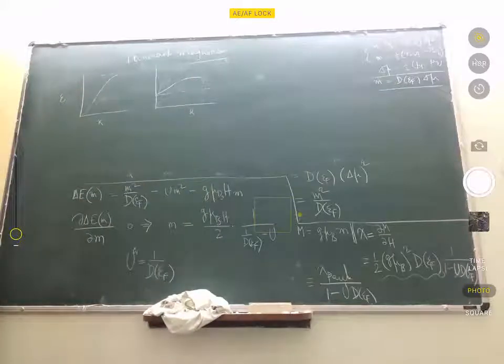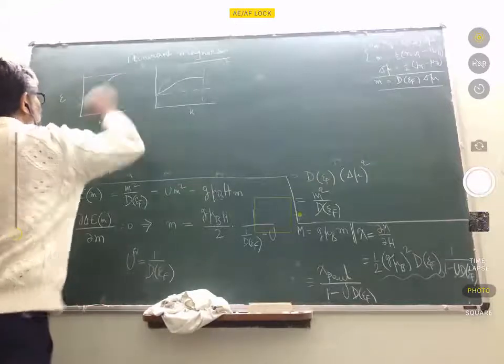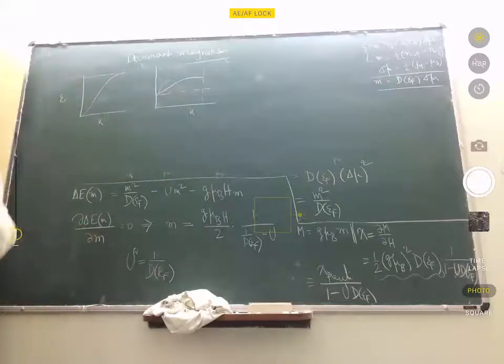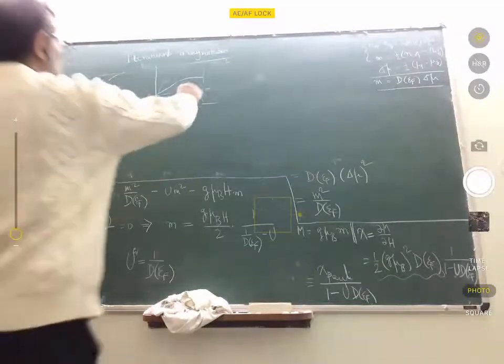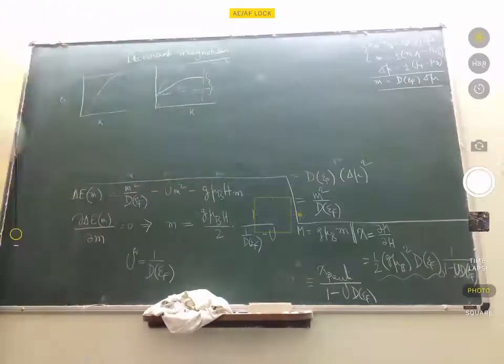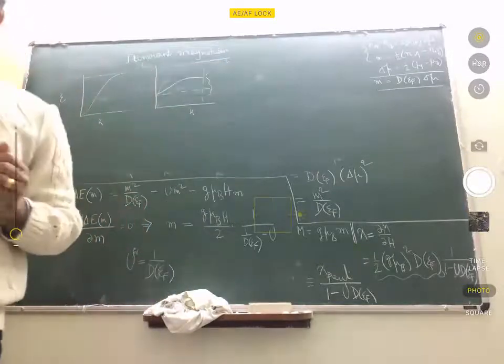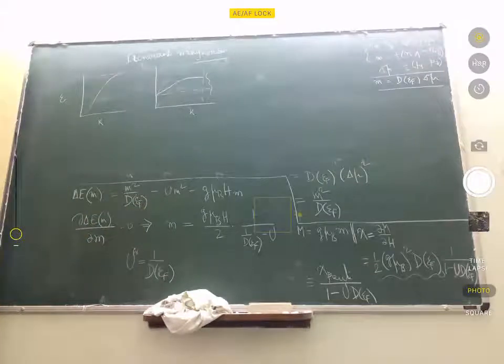Okay, now if I draw the density of states corresponding to these two systems, which one would tend to have a higher density of states at any energy? As you see, what is different between these two situations is the bandwidth. This has a larger bandwidth, this has a smaller bandwidth. So the question is, which of these would tend to have a larger density of states?